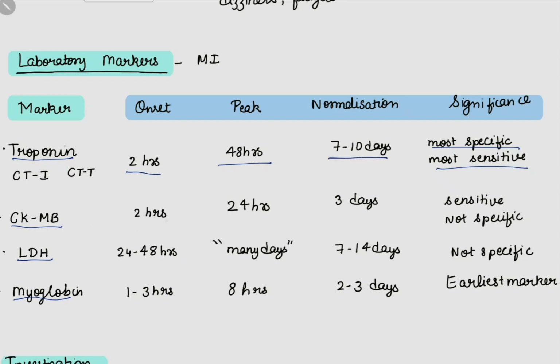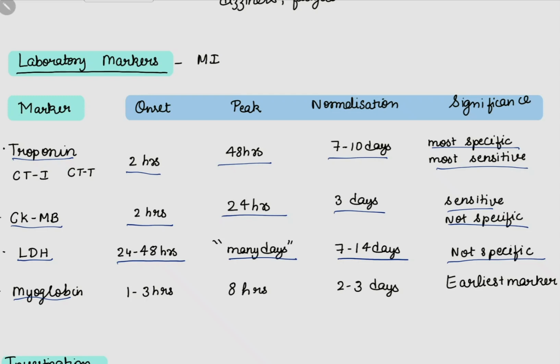CKMB is sensitive but not specific. Onset 2 hours, peaks in 24 hours. Normalization in 3 days. LDH: onset 24 to 48 hours, peak many days. Normalization 7 to 14 days. It's non-specific.